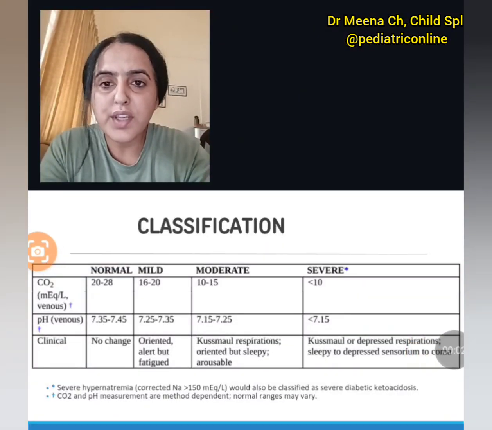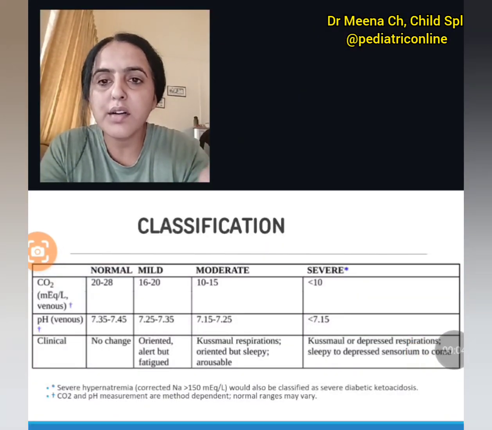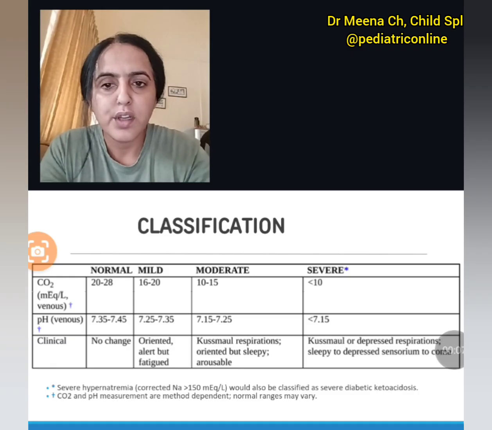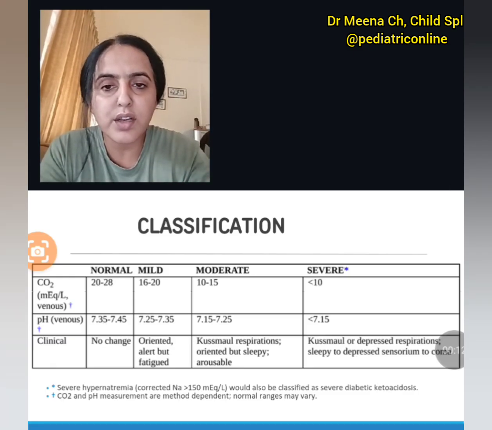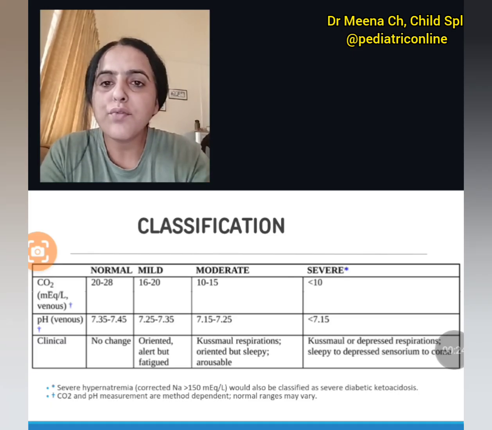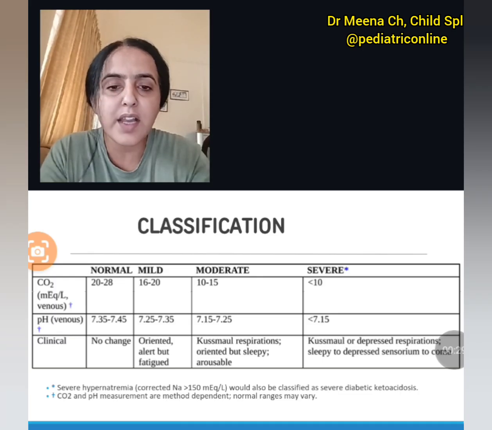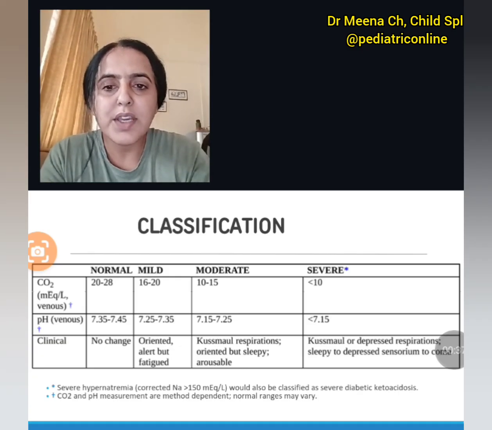Now look, there is a classification for diabetic ketoacidosis. It can either be mild, moderate or severe. It primarily depends upon the ABG that we get done, and the various parameters, the level of pH and the CO2 levels. So in mild, the pH is from 7.35 to 7.25. In moderate, it is from 7.25 to 7.15, and in severe, pH has to be less than 7.15, right? And in the current scenario, we have a pH of 7.3. So it is a mild form.